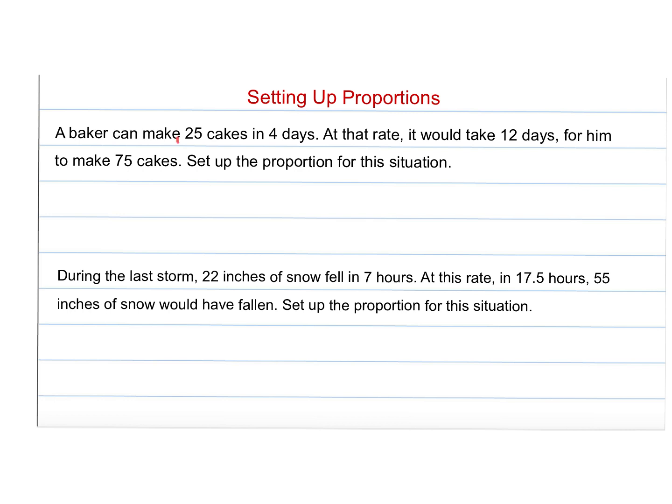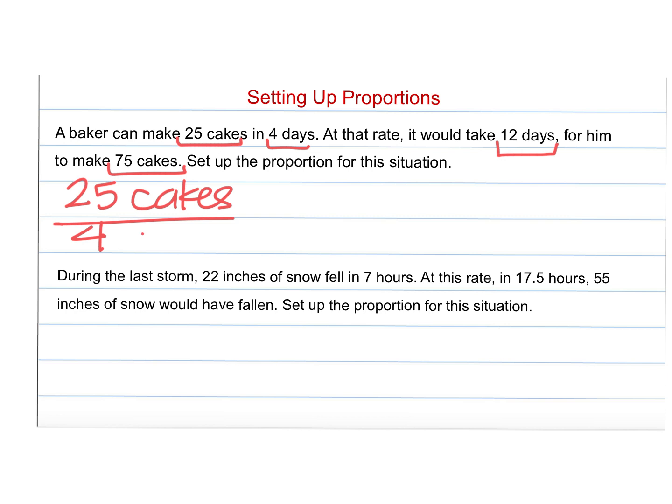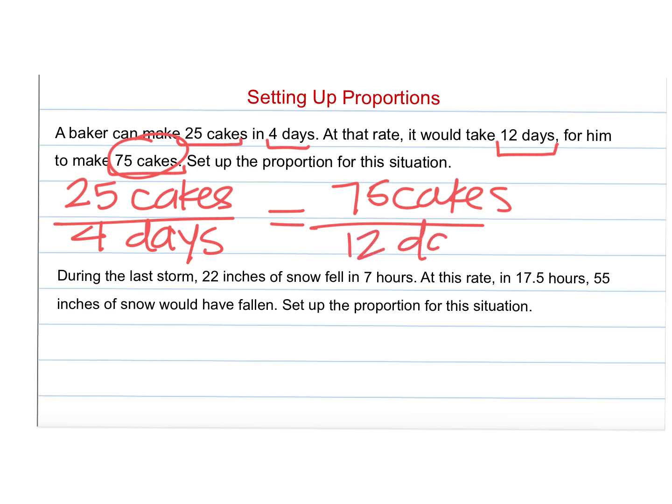A baker can make 25 cakes in 4 days. At this rate, it would take 12 days for him to make 75 cakes. Set up the proportion. So when we set up a proportion, our labels need to be the same, meaning our numerators and denominators have to have the same labels. So let's do 25 cakes in 4 days equals, because it told us that they are proportionate, equals. So then my numerator has to be cakes, so equals 75 cakes in 12 days.